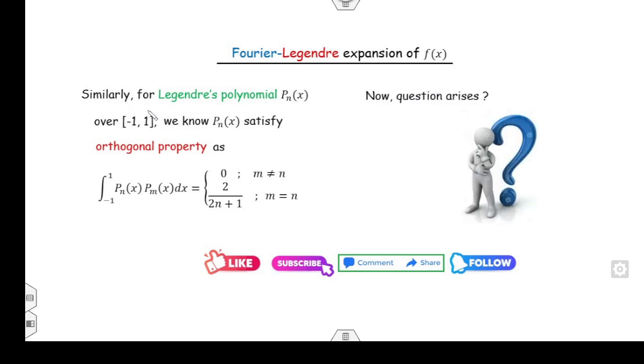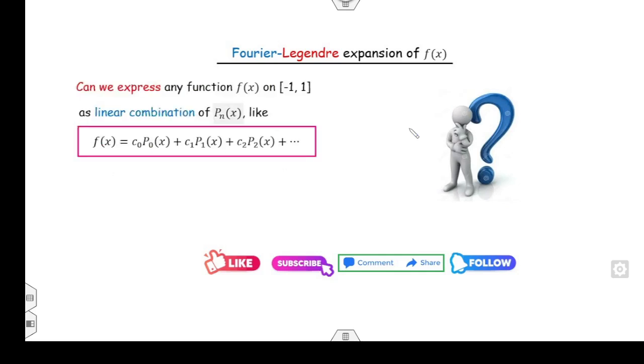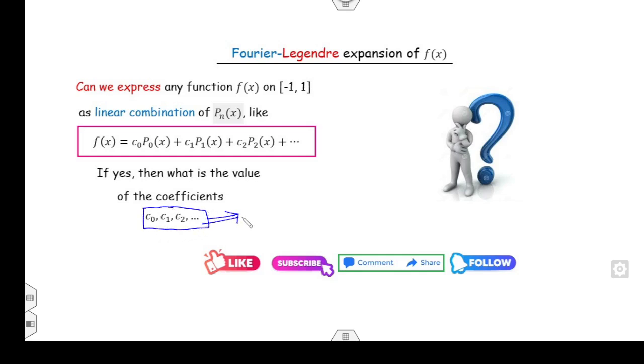Now, the question arises for you. Can you write f(x) as a linear combination of the Legendre polynomials P_n(x), where n varies from 0 to infinity? If yes, then what are the values of the coefficients c0, c1, c2 and so on? Fine. So in order to find the values of c0, c1, c2, we need the concept of the Fourier Legendre expansion. Is it okay?